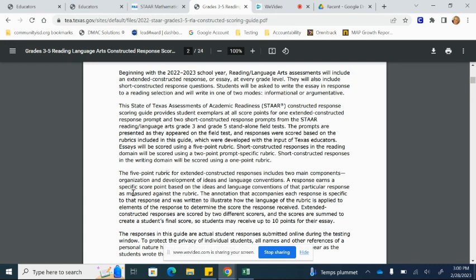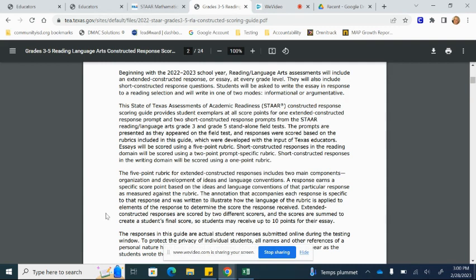This part right here goes into more detail about the extended constructed responses, letting you know that even though it's a 5-point rubric, those 5 points are made up of 2 different components. First, you have the organization and development of ideas. That's worth 3 points at most. And then you have the grammar and mechanics portion that's worth 2 points. So all of that being 5.